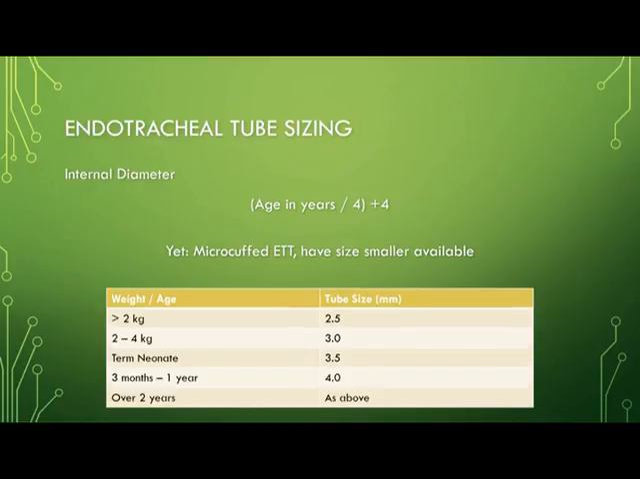Endotracheal tubes are sized using the formula shown here: age in years divided by 4 plus 4. Traditionally, in ages below 1 year, uncuffed tubes were used, but now micro-cuff tubes are available. These allow a leak-free securing of the airway, but you must use a size smaller than is calculated to allow for inflation of the cuff. Similarly, always have a size smaller than calculated available in case of difficult intubation.